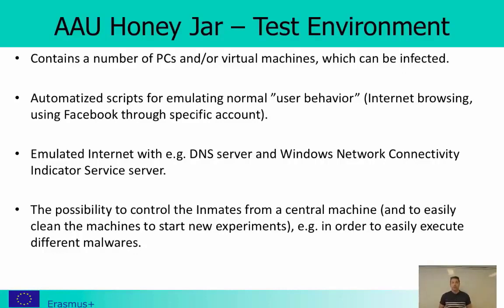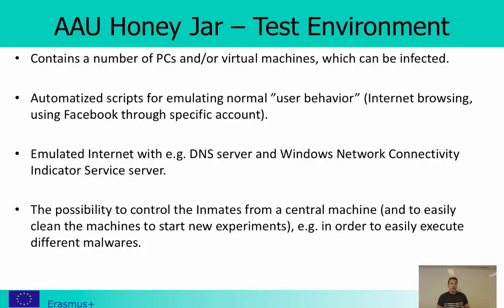Moreover, to avoid having too much traffic to the outside world, we have implemented a DNS server and a Windows Network Connectivity Indicator Service server. These are typically used by botnets, and in this way we can reply to requests and show them that they are live and online without actually having to connect to servers or machines outside our own network. So that's part of minimizing the amount of traffic that we are sending out to the internet.